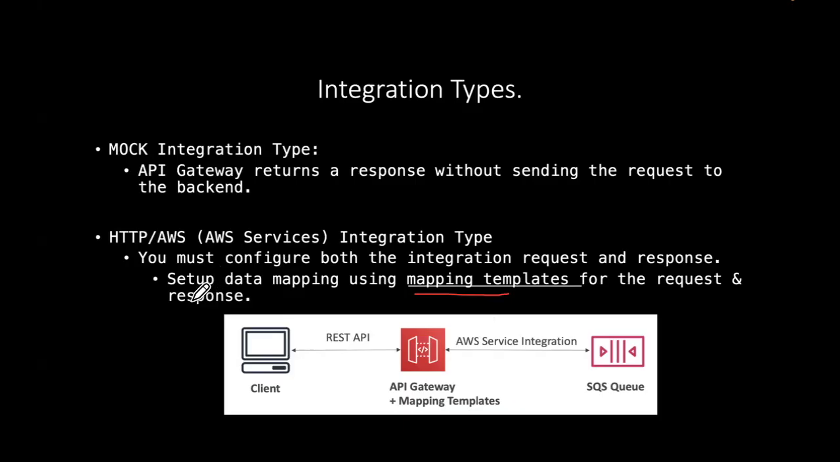So you have to explain to API Gateway how it transforms the requests into a form that it can pass on to the backend. And we do that using what are called mapping templates. And we associate the mapping templates with our particular web API. So that's two types of integrations.